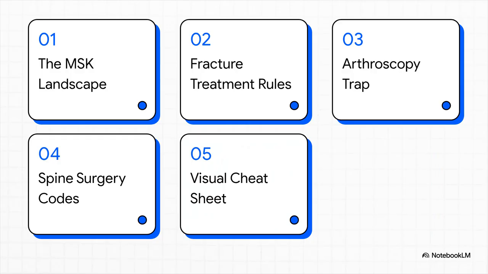Here's our game plan for today's explainer. 1. The musculoskeletal landscape. 2. Cracking fracture rules. 3. The arthroscopy bundling trap. 4. Navigating spine surgery. And 5. Our visual coding cheat sheet.